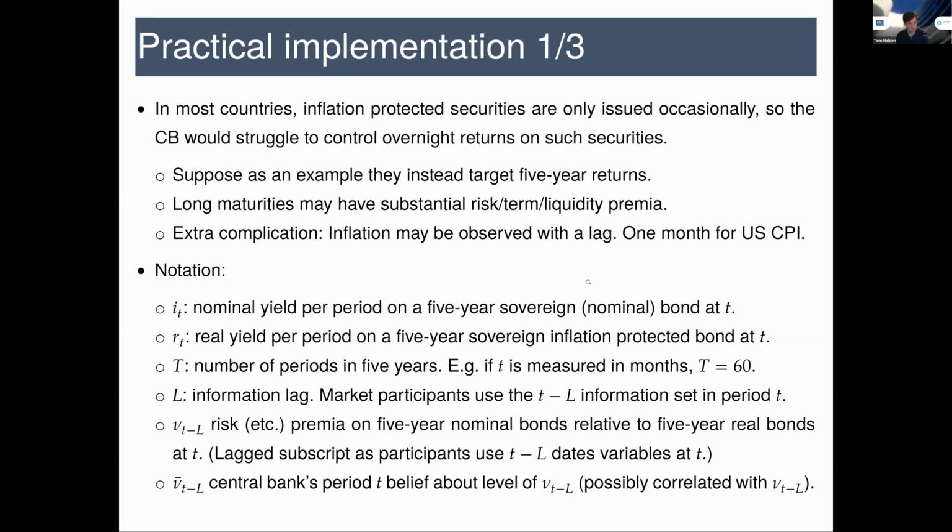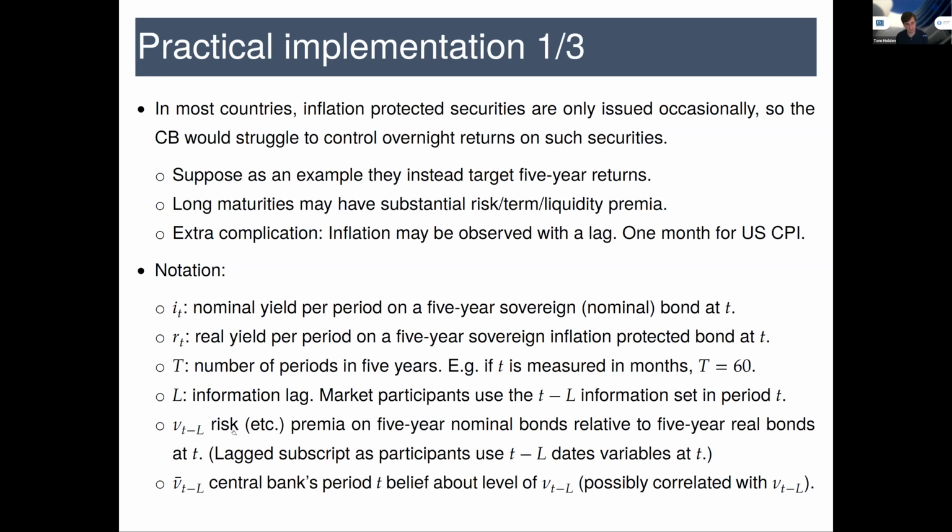And we also want to be robust to the additional complication that inflation is observed with a lag. So in the US, it's 1 month for CPI. So a bit of notation. I is going to be the nominal yield per period on a 5-year nominal bond. R is the real yield per period on a TIPS bond. T is going to be the number of periods in 5 years, so like 60 if we're monthly. L is this information lag.